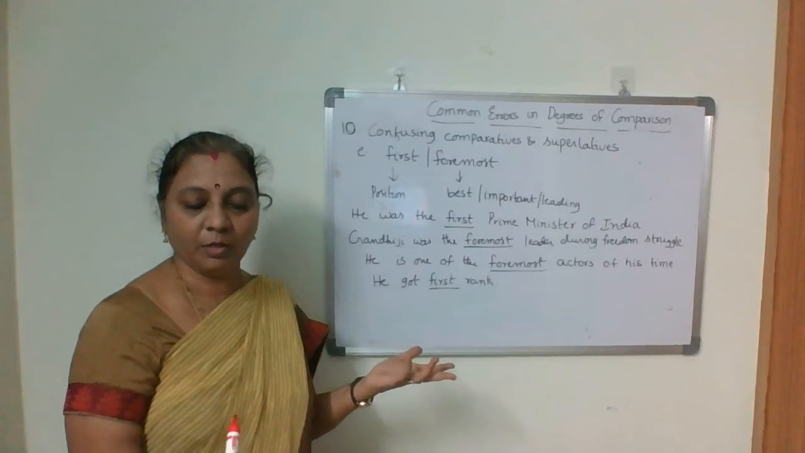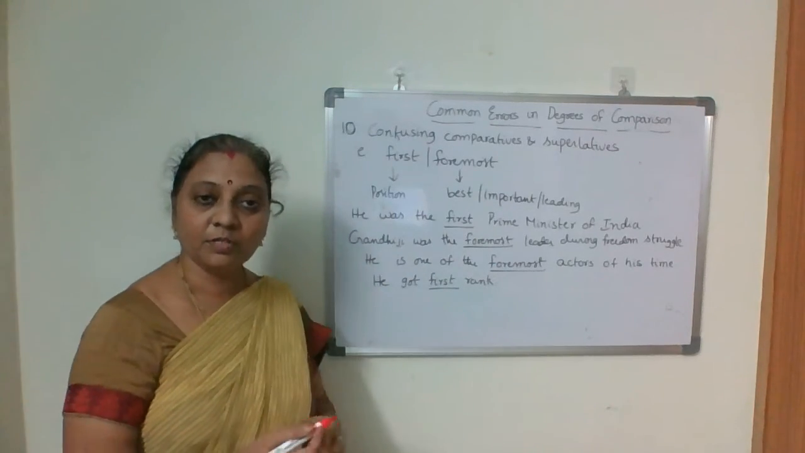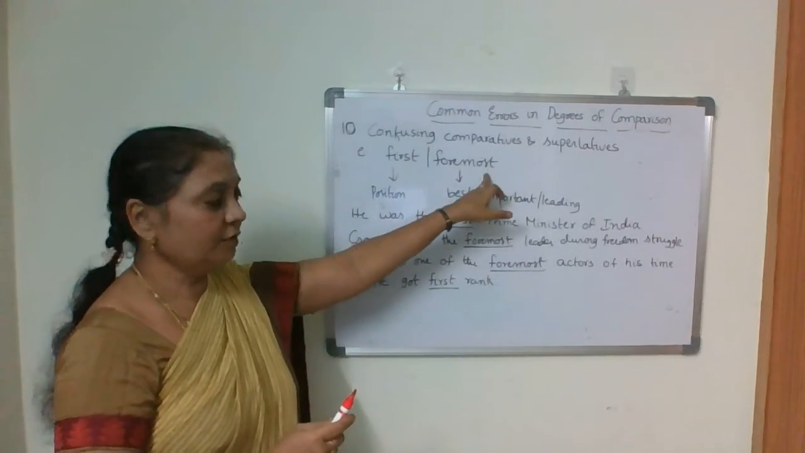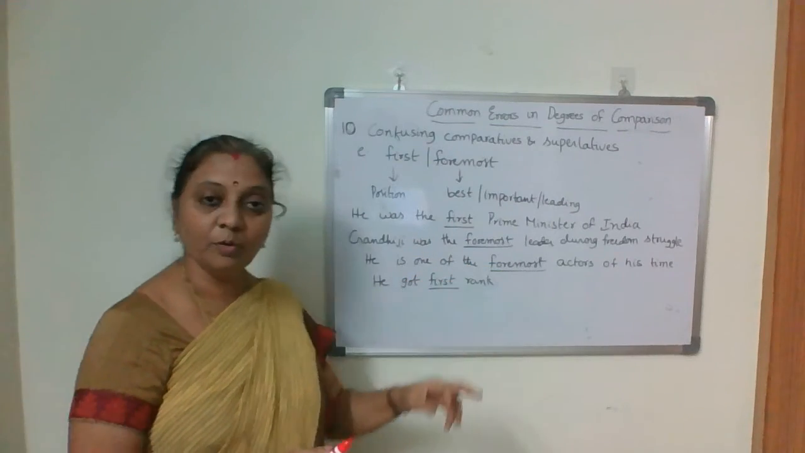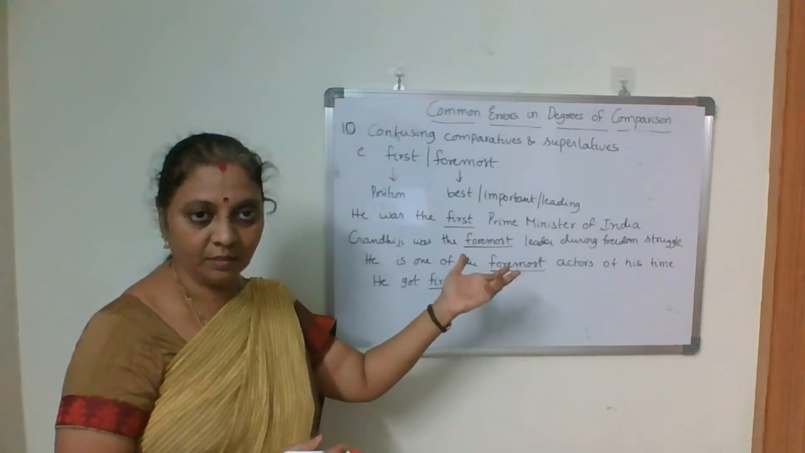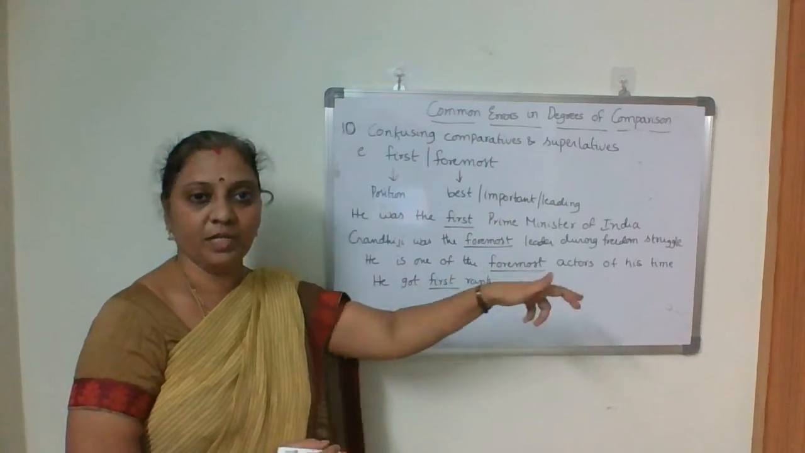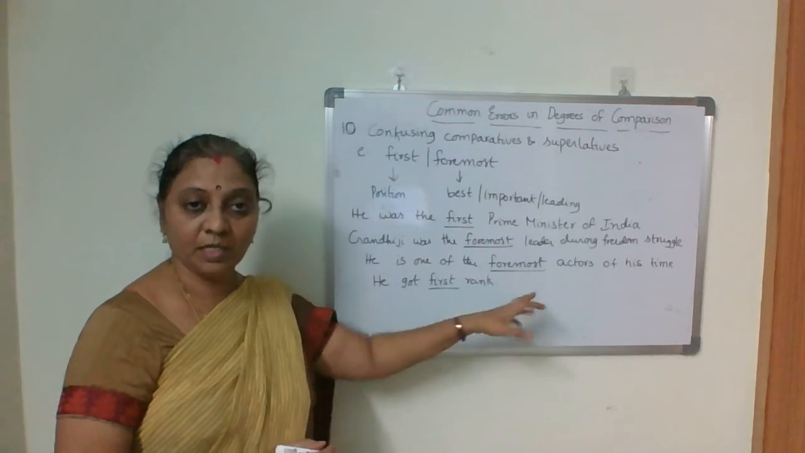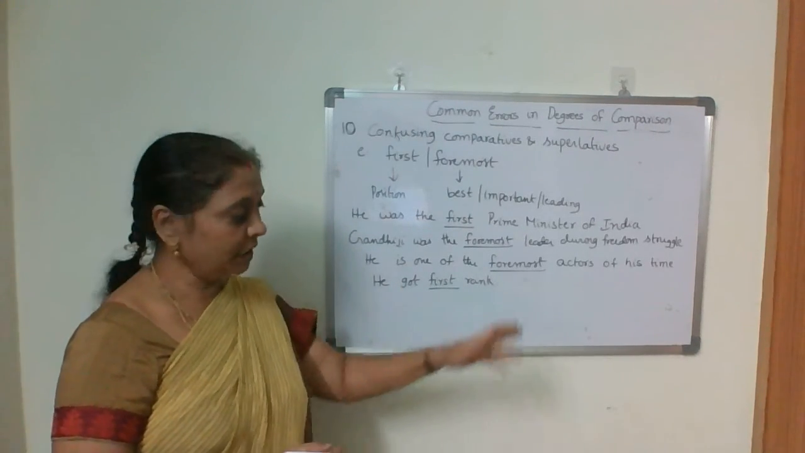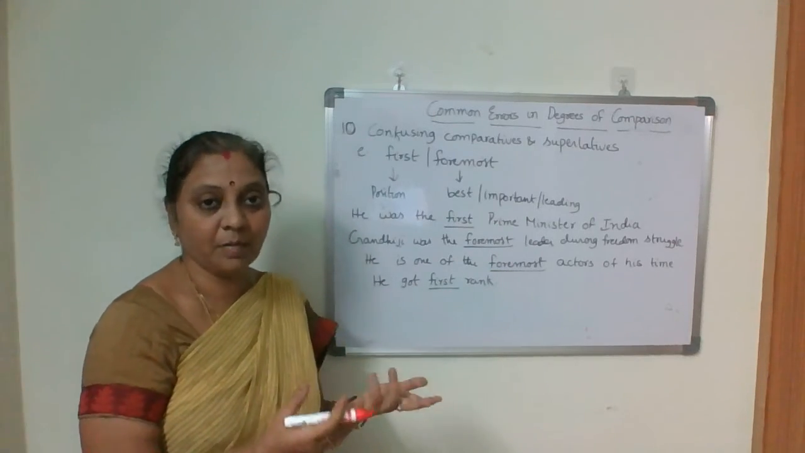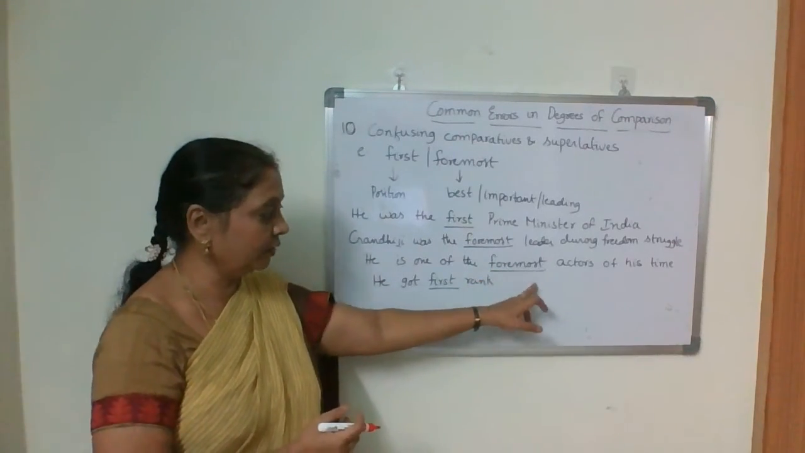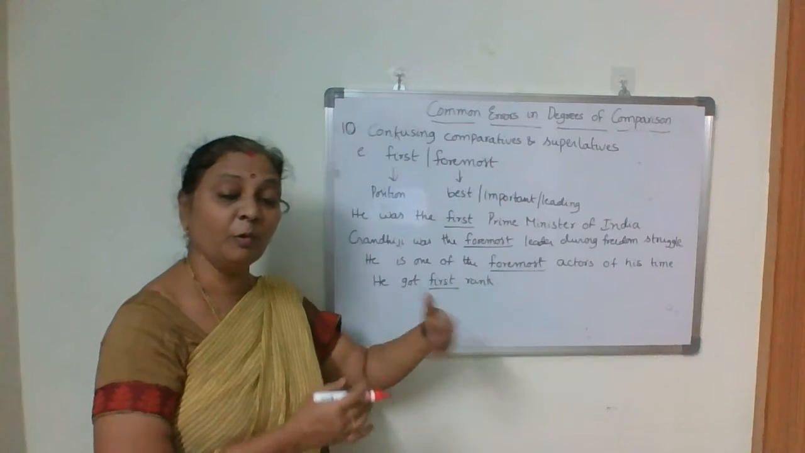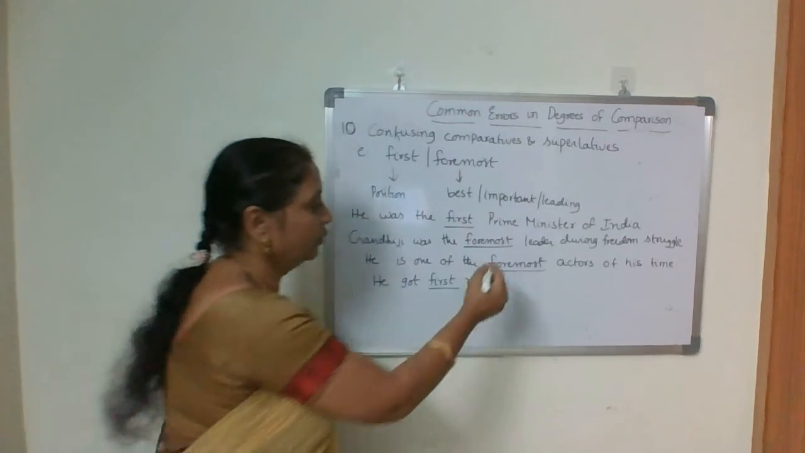First always talks about the position, and foremost talks about the important point, or the best one, or the leading one. We use the word foremost. Gandhiji was the foremost leader during the freedom struggle. He was not the first leader; you have to use foremost leader. Or, he is one of the foremost actors of his time. You should not say he is one of the first actors. It means the best actor of his times, or best singer, or whoever it may be. In such cases, you have to use foremost.